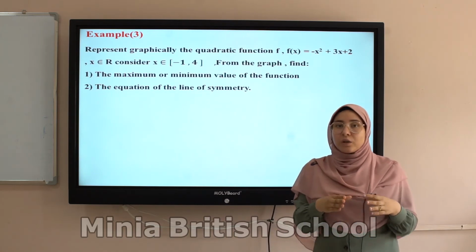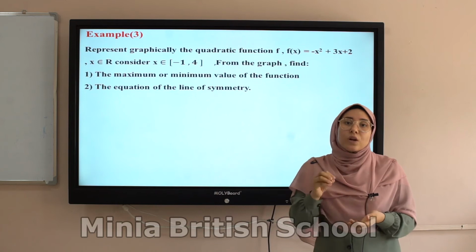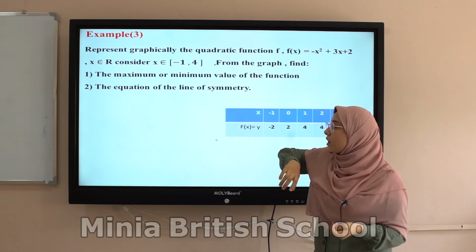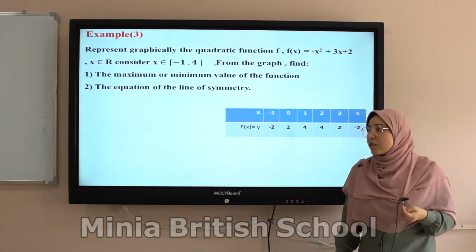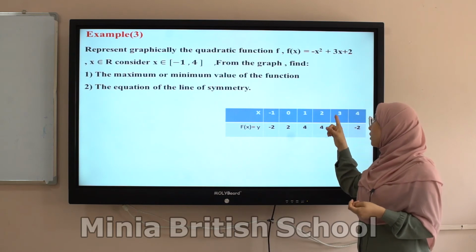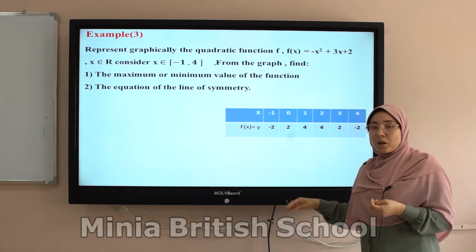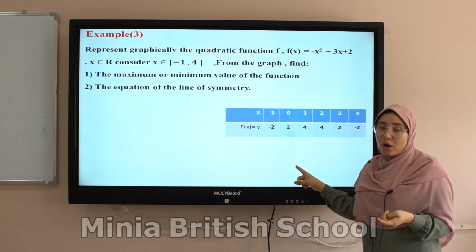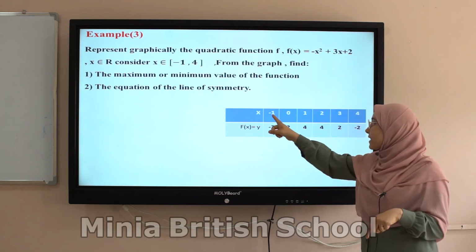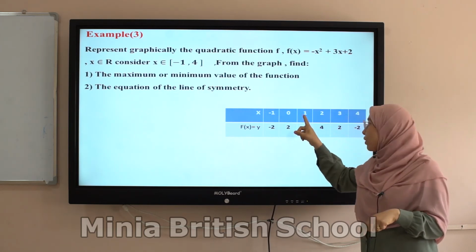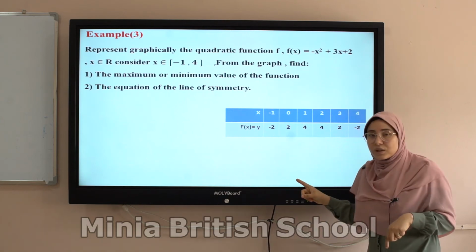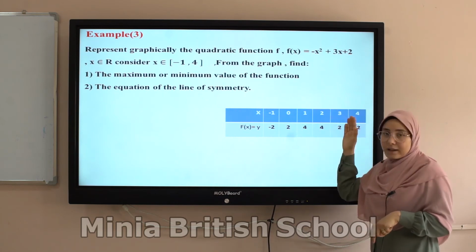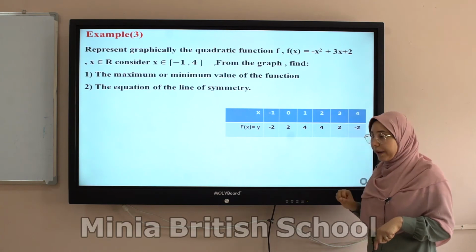The same idea here. I will substitute the integer numbers which belong to this interval in this function. So the integer numbers which belong to this interval are -1, 0, 1, 2, 3, 4. When we substitute each value of x in this function, we get the values of y. So when x is -1, y equals -2. When x equals 0, y equals 2. And when x equals 1, y equals 4. And so on, okay?